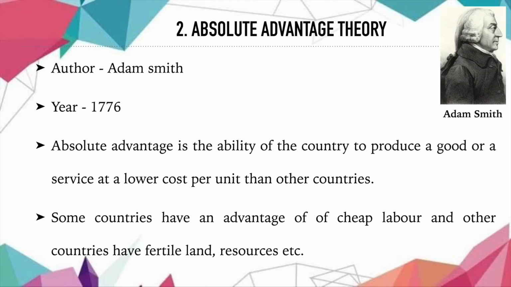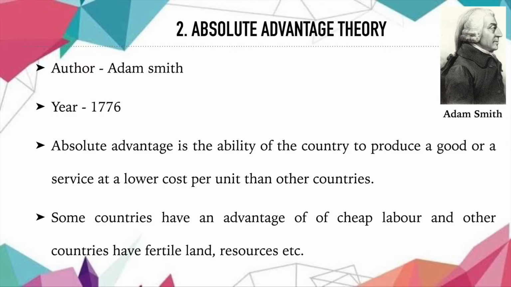Okay, and this theory was given in the year 1776. I want you to remember the trade theory name, author, as well as the year it was established. So let's see, what does this theory state? Absolute advantage is the ability of a country to produce a good or a service at a lower cost per unit than other countries. So here Adam Smith talks about how every country has certain abilities, correct?